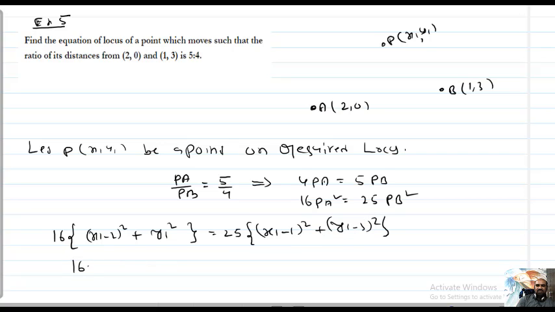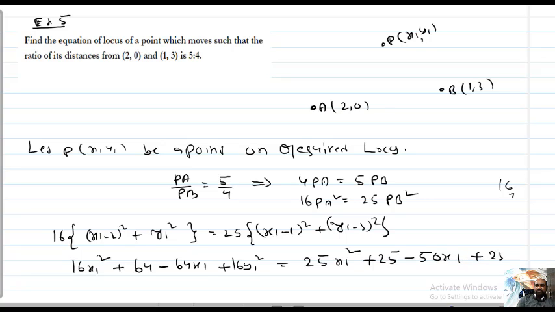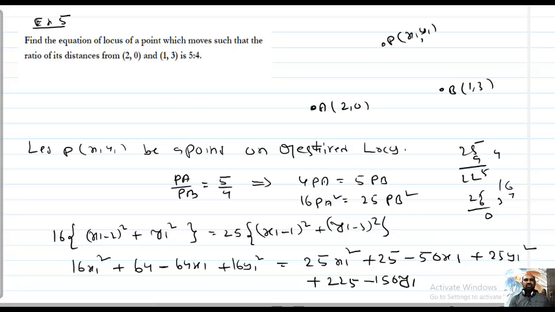Just we need to simplify. 16x1 square plus 16 times 4, that is 64, here minus 64x1 plus 16y1 square equal to 25x1 square plus 25 minus 50x1 plus 25y1 square plus 25 times 9, 225, minus 150y1. Okay, now we need to simplify this.